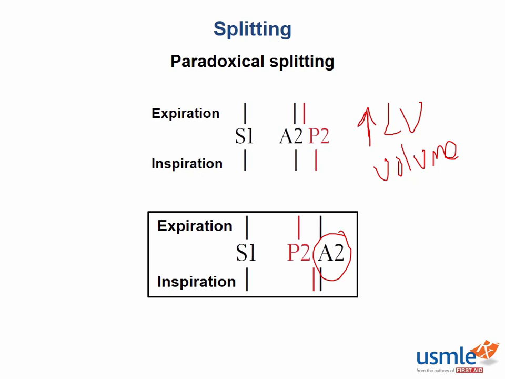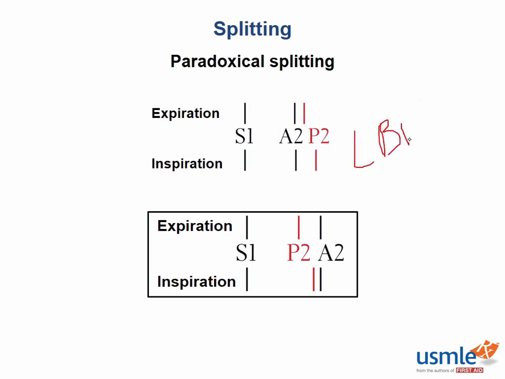So similar to what caused the wide splitting, something like a left bundle branch block, in which we see delayed depolarization of the left ventricle and delayed ventricular contraction, takes longer for all the blood to pass the aortic valve and causes delayed closure of the aortic valve, represented here as A2. That would cause a paradoxical splitting of the S2 heart sound.